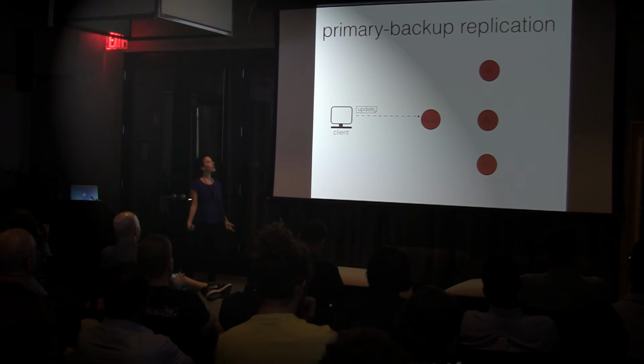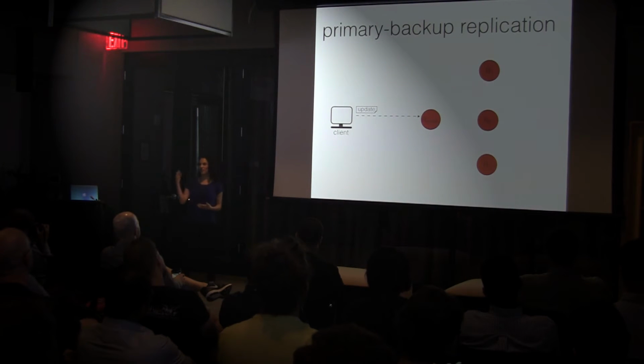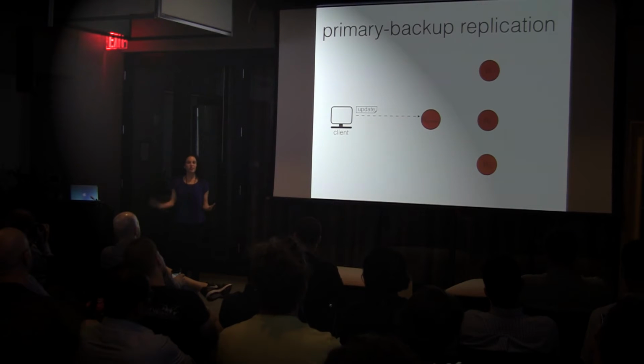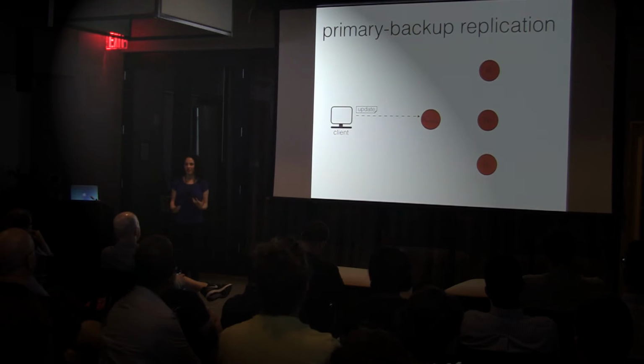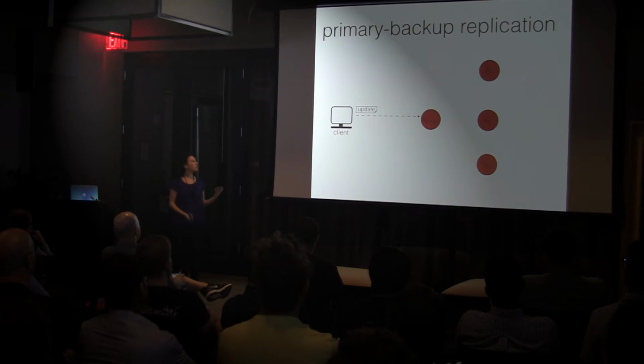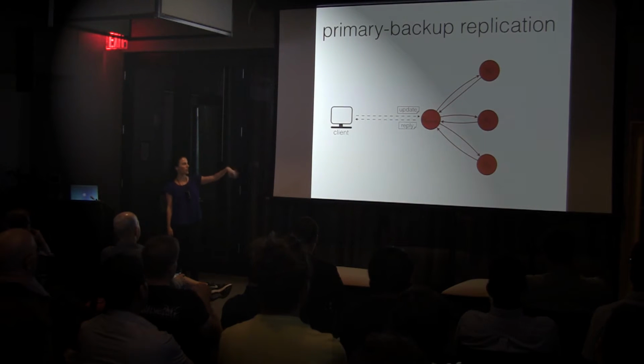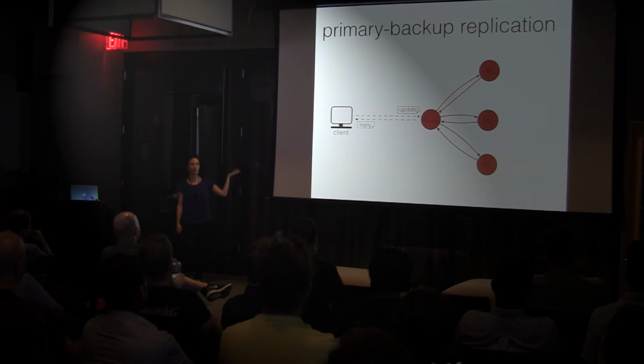Okay, so let's talk about primary backup replication. The main idea behind primary backup replication is we have a client that is talking to, let's assume, a data store. The client is sending an update, and the servers in this distributed data store are organized in a way that there is one primary which receives the updates, which are the writes, and then sends them to the backups. The update is sent to the primary, it backs up to the backups, these happen in parallel, and then a reply is sent back to the client.